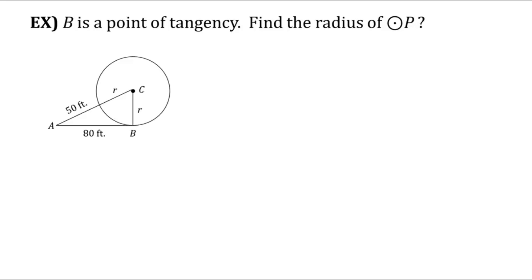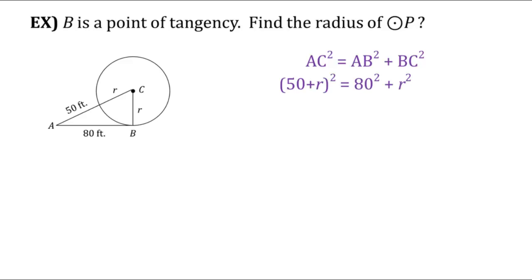Alright, let's try another one. B is a point of tangency. Find the radius of P. If B is a point of tangency, that means ABC is a right triangle, so I can use the Pythagorean theorem to find my r. AC squared is equal to AB squared plus BC squared.